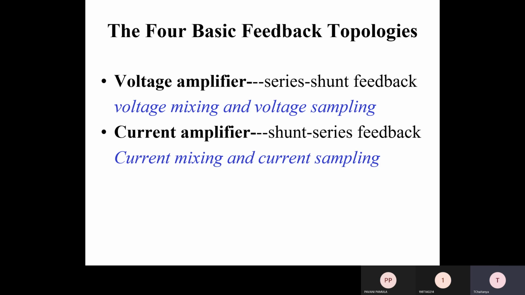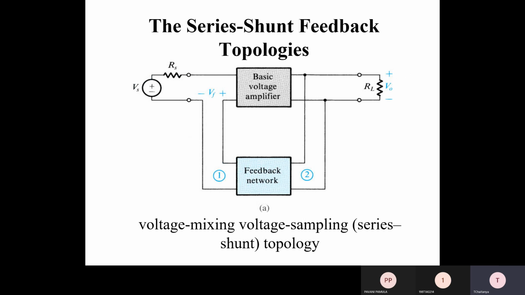In the same manner we can have the diagrammatical representation of topologies. Voltage mixing and voltage sampling, that is series-shunt topology. So here is the source, the basic voltage amplifier. So that is voltage sampling and series-shunt topology. From the output side we have a feedback path, which is applied to the feedback network, and the feedback network will provide the response. It is again added to the input side. Voltage mixing and voltage sampling, series comma shunt. Shunt is here, series is there.